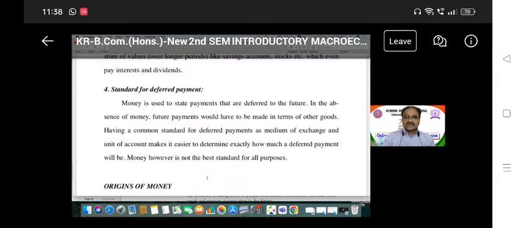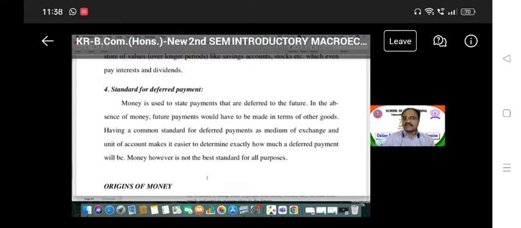So money is used to settle payments that are deferred to the future. In the absence of money, future payments would have to be made in terms of some other good. Standard of the deferred payment means standard of payment is a medium of exchange. The unit of account makes it easier to determine exactly how much the deferred payment will be. Okay, however, it is not the standard for all purposes. So this is what is meant by the standard of deferred payment.